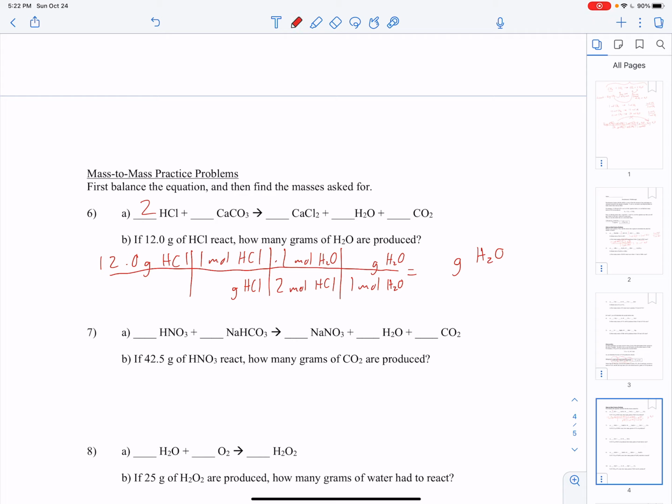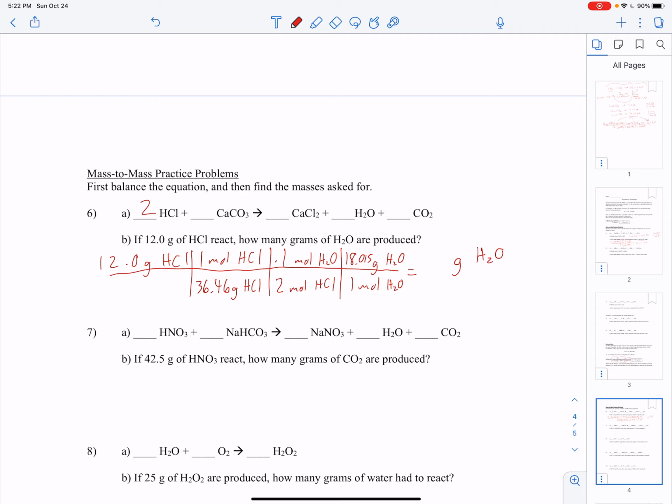Okay, if you haven't figured out yet what the molar masses of these 2 things are, you might recall water is 18.015-ish or something like that, right? And HCl should be, I think, 36.46 grams per mole, okay? Don't take my word for it. Figure it out for yourself if you're not sure about that.